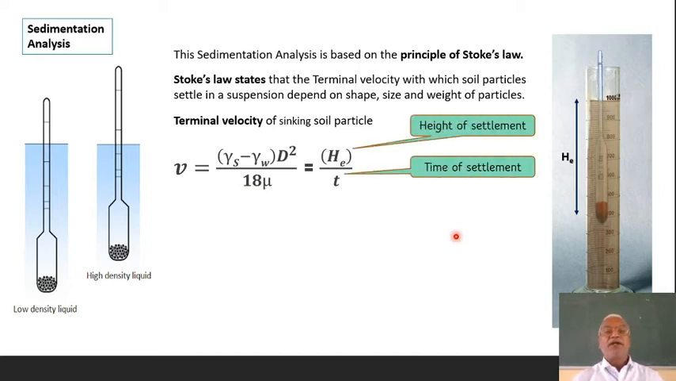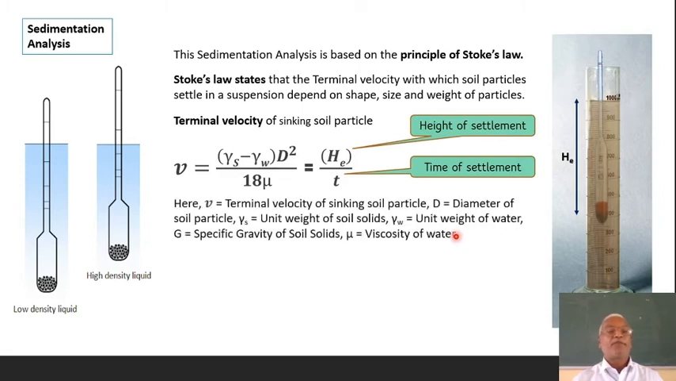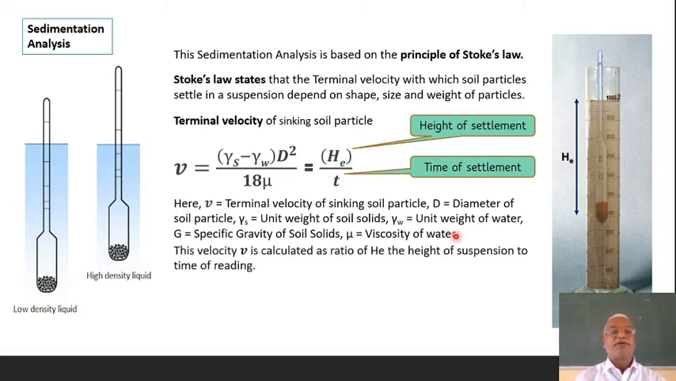So height of settlement, that is time of settlement. Now here V is terminal velocity, D is the diameter of soil particle. Obviously it is an average diameter because you have different sizes. Gamma s is the unit weight of soil particles, D is the diameter, done. Gamma w is the unit weight of water, G the specific gravity of soil solids, and mu the viscosity of water. This velocity V is calculated as a ratio of He, the height of suspension, to the time of reading.